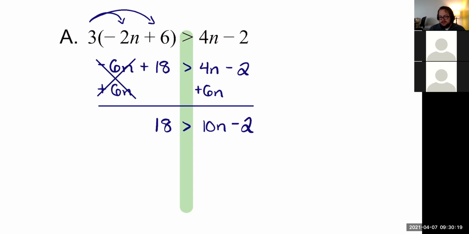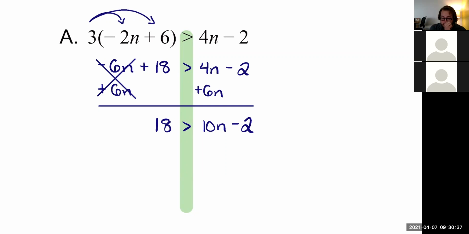So we took care of parentheses. There were no like terms. The variable was on both sides, but we fixed that. The last step is to get that variable by itself. Now, in this situation, what side is our variable on? It's on the right-hand side. That is the side I'm focused on then.